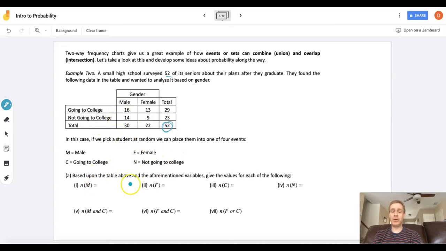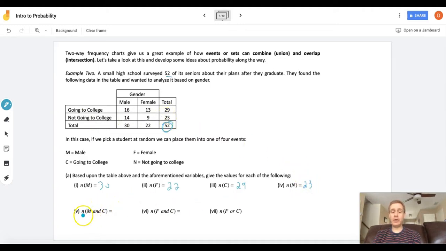So based upon our table, we want to calculate the number of values that we have here. This first one asks for the number of males in this problem. Here we see the column for males, and the total number of males is this value here, and that's 30. The number of females can be found right over here, so that's 22. The number of students going to college, well, this is the row for college, but the total number is right over here, so that's 29. The number of students not going to college, well, this is our not going to college row, and the total number is 23.